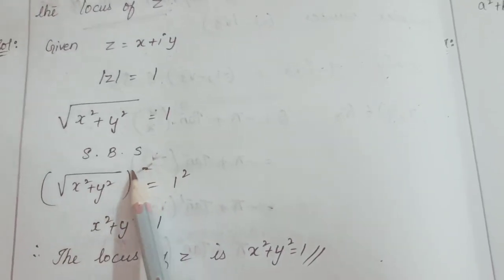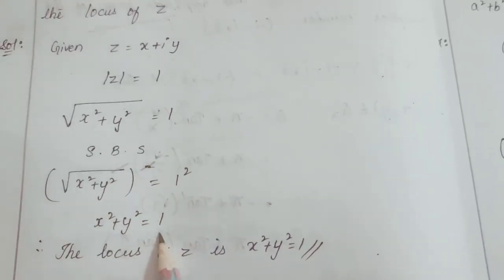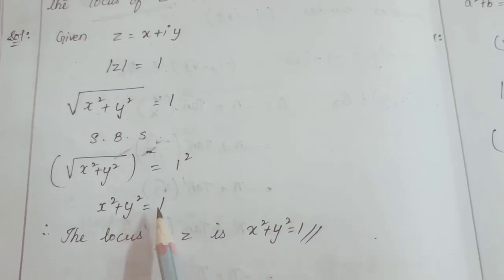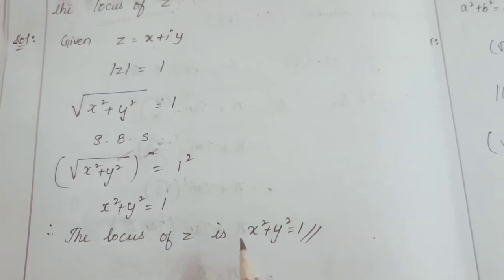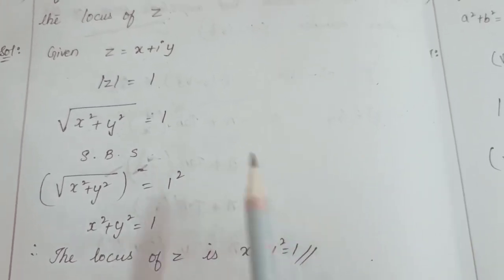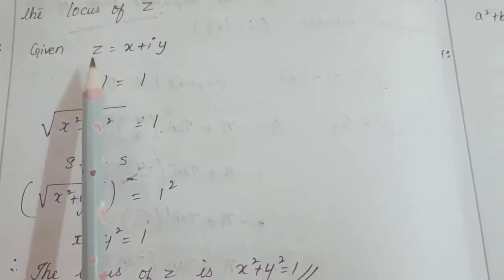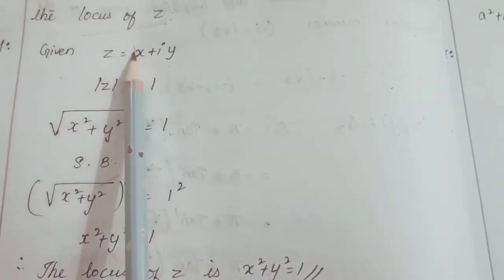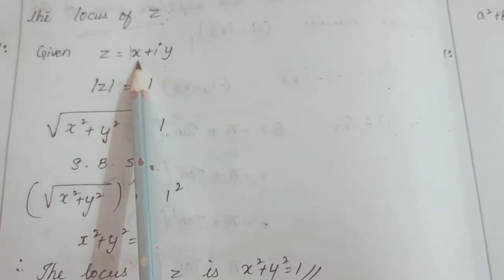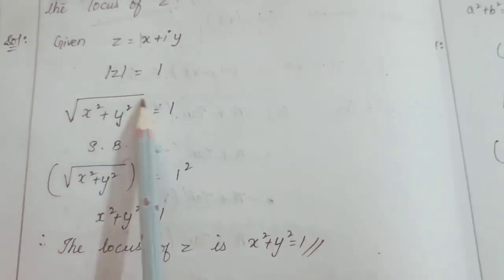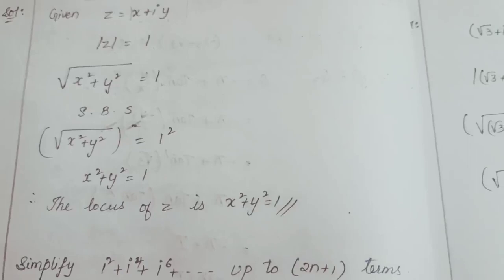The square and root get cancelled. Here 1 square is nothing but 1. So x square plus y square is equal to 1. Therefore the locus of z is x square plus y square is equal to 1. Whenever there is a mod, mod z means mod of this, so we have to take under root x square plus y square.